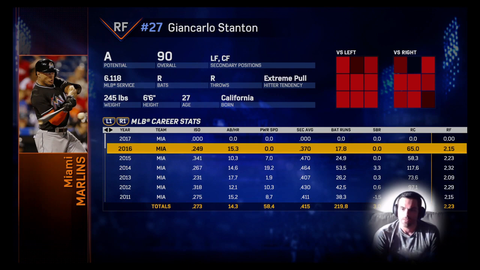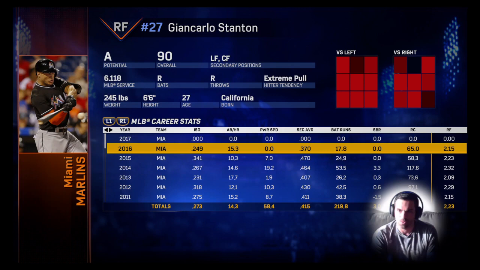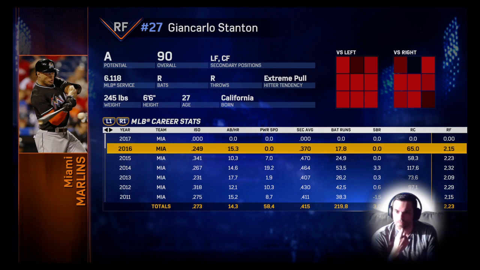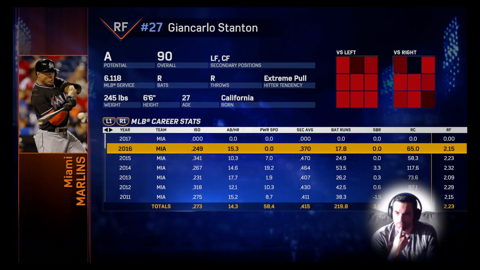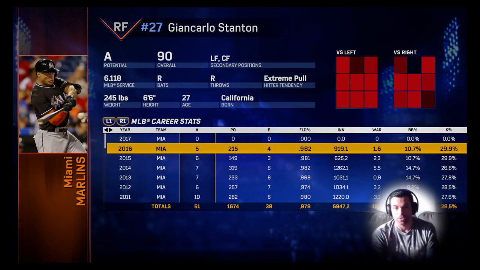Range factor is a defensive measure. To be honest, it's a little tricky to read without some of the other stats, like zone rating, defensive efficiency. They don't have those stats in this game, so it's hard to really get a true feel for that statistic defensively, but that is a defensive metric. I'm trying to see if there's anything we can really draw out of that. Yeah, because even runs saved, things like that, they would usually have for defense. So again, we get some of the sabermetric stats, which is nice, but we don't get a ton of them.